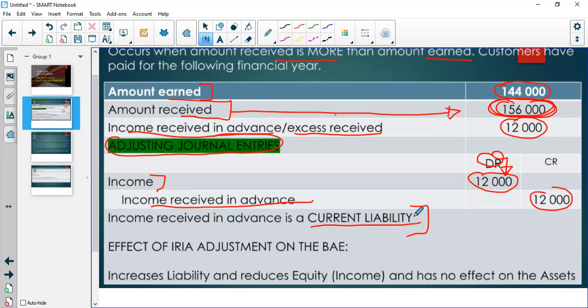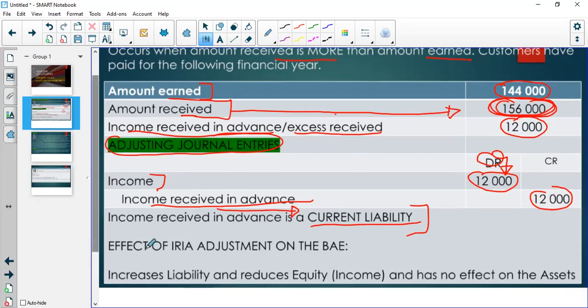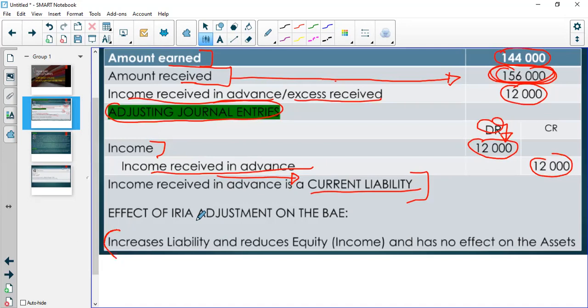We are not entitled to the money. We have received it, but we are not entitled. So the customer can come and claim if possible, but what we know for sure is that we haven't become entitled yet. So the effect is that it's going to increase liabilities, because income received in advance is a liability. And it's going to reduce equity, because we had recorded 156 as income, but we have reduced that by 12,000 to say, no, that's too much. The other 12,000 is not for the current year.